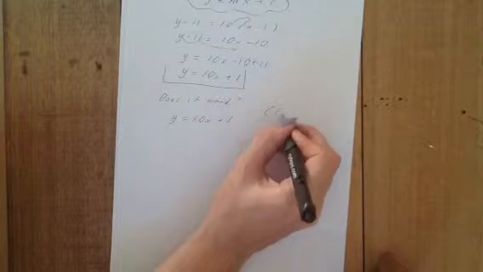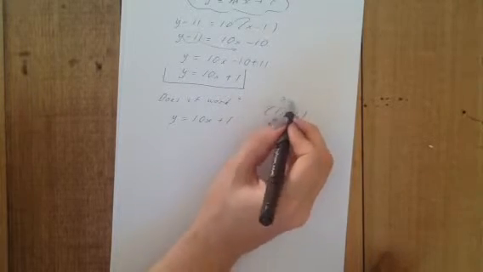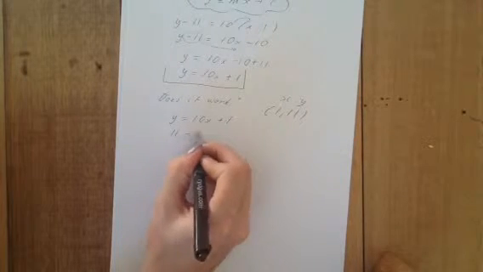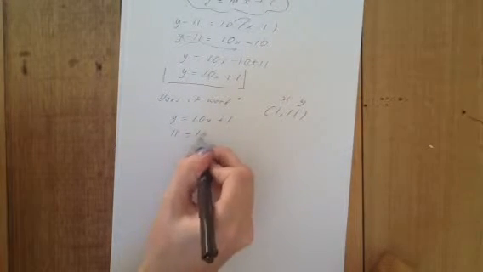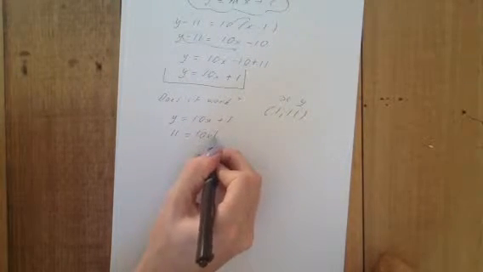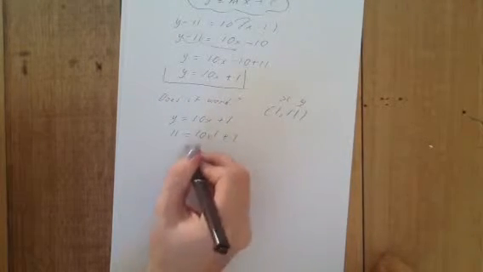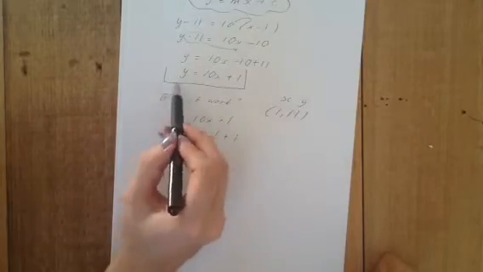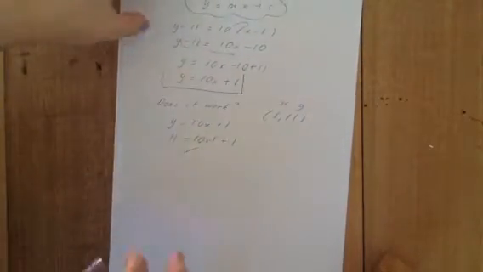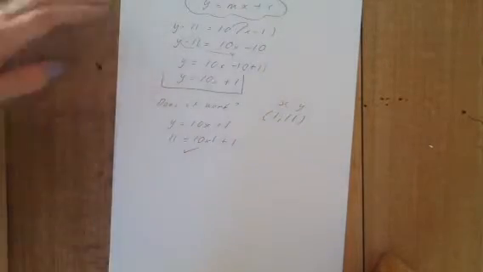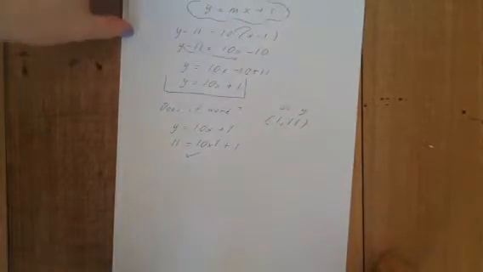So at (1, 11), x is 1, y is 11. So 11 should be 10 times x, which is 10 times 1, plus 1. 10 times 1 is 10, plus 1 is 11, so we have the right answer. That is, right there, the equation of the line that we're looking for: y equals 10x plus 1. We might do one more, and you should be right to finish exercise 4.2.